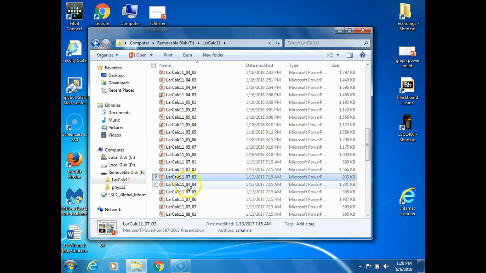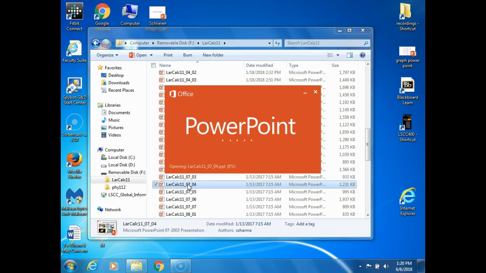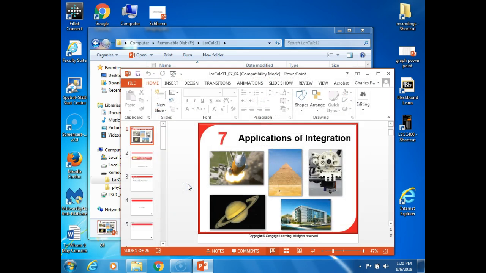7.4. It'll sound like we did a lot today, 7.2 to 7.4, but we just did the last little bit of 7.2, all of 7.3, and then just got started in 7.4.